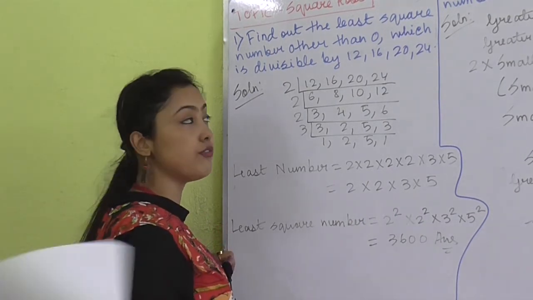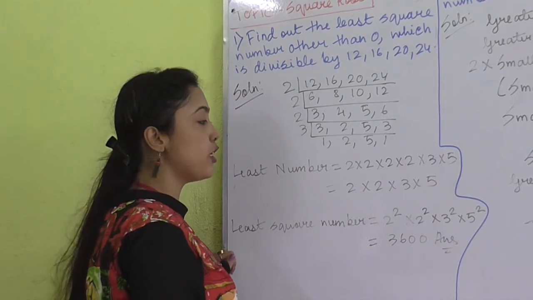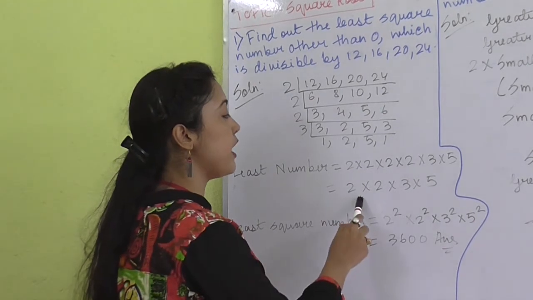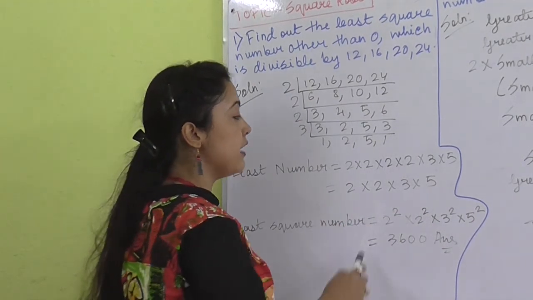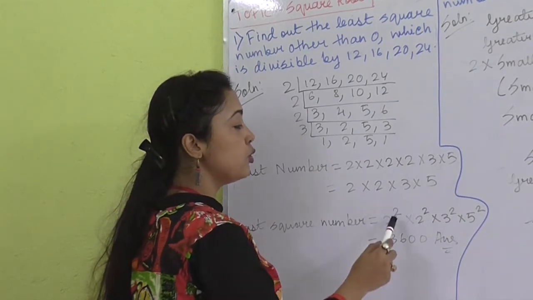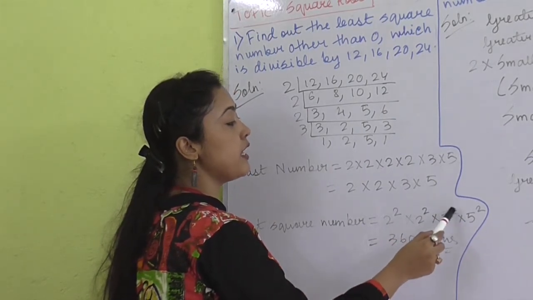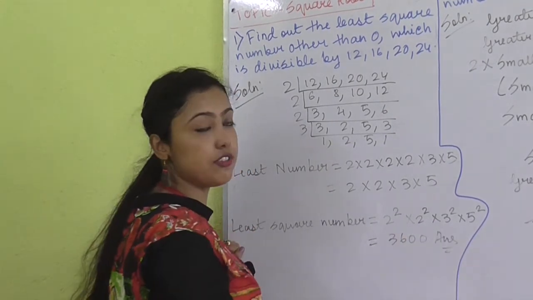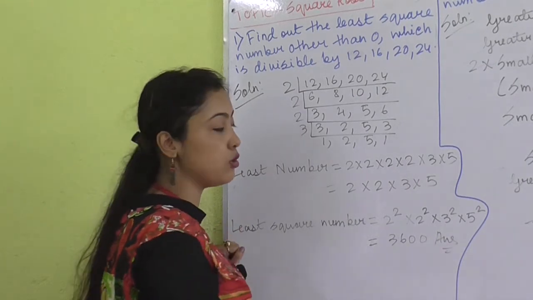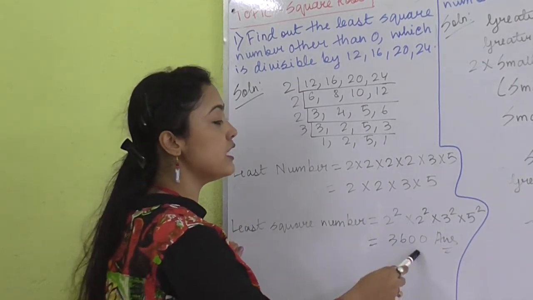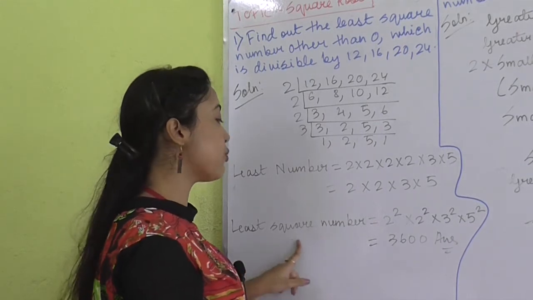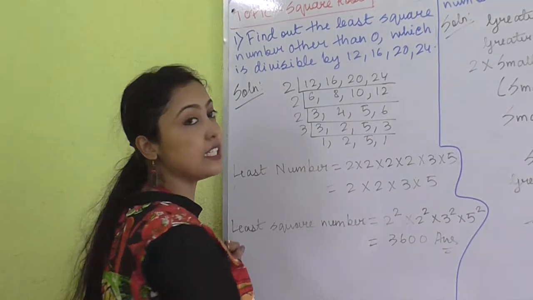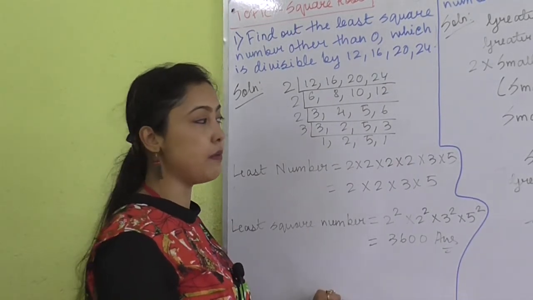It has been told to find out the least square number. So in order to find the least square number, what you have to do is simply find the square of all these numbers individually and multiply all of them. So 2 square into 2 square into 3 square into 5 square. In this way we have got 3600 as our answer. So the least square number which is divisible by 12, 16, 20 and 24 is 3600. I think this problem is clear to you.